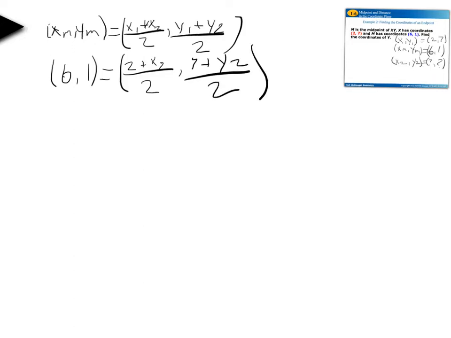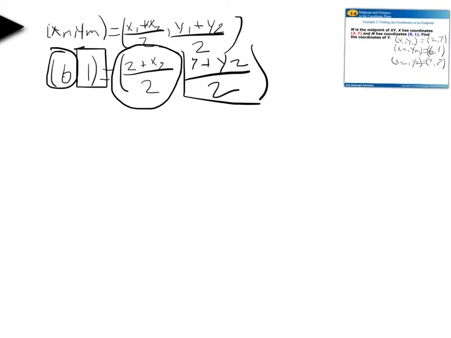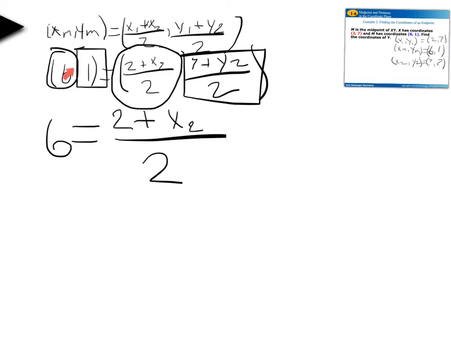Okay, so now I've got this set up. So now I need to find my x2, y2. This is my x information, and this is y information. So likewise over here, this comma separates the x from the y. So I'm going to take my x information and set it equal to my x information. I'm going to circle my x's. Then I'm going to take my y information and set it equal to my y information. So let me do my x's first. So I set 6 equal to 2 plus x2 over 2.